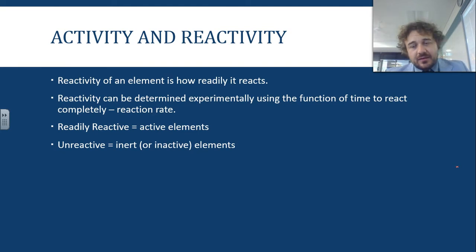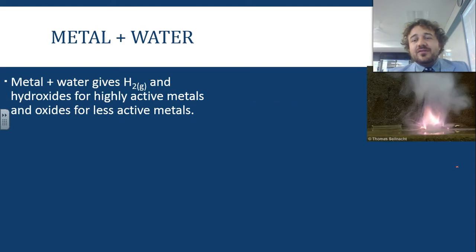So there are some noble gases, but there are also some noble metals. Gold tends to be a noble metal, and that's why it's wonderful for jewelry. It doesn't react with the environment, doesn't oxidize. It's fine. Okay, so metals and water.